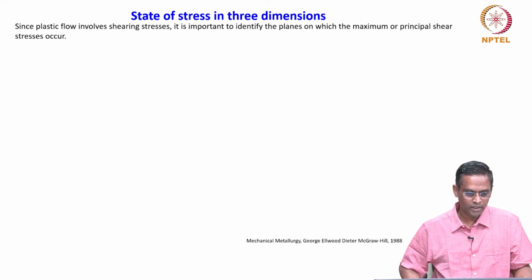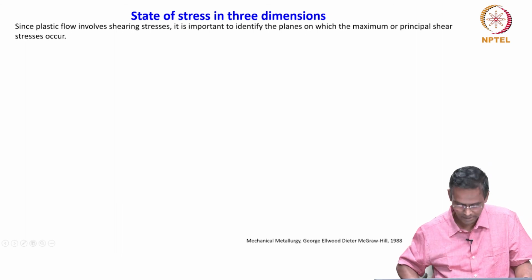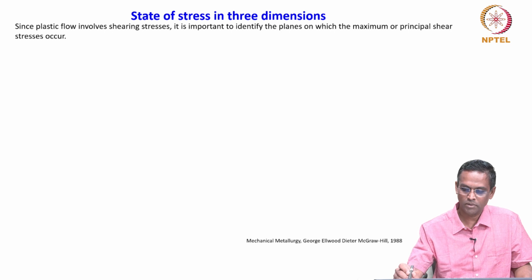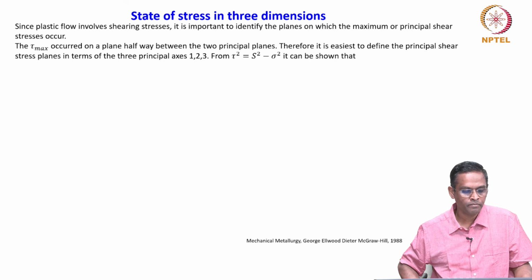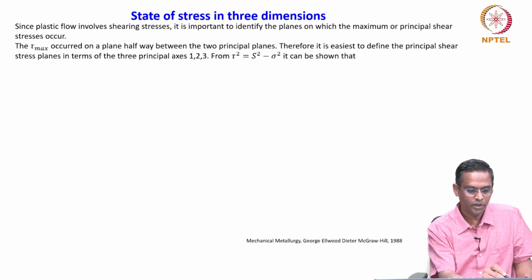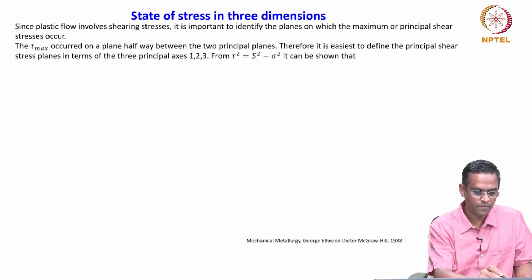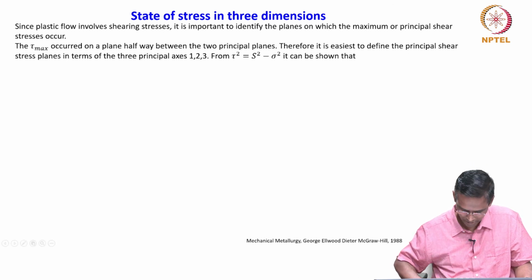And why are we looking at it? Because in plasticity we will be using the shear stresses quite often, and it is also important to identify the planes on which the maximum and principal shear stress occurs. So that's another idea. We know already that tau max occurs on a plane halfway between the two principal planes. Therefore, it is easiest to define a principal shear stress in terms of three principal axes 1, 2, 3.